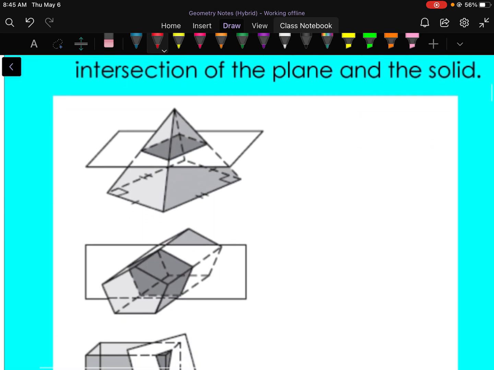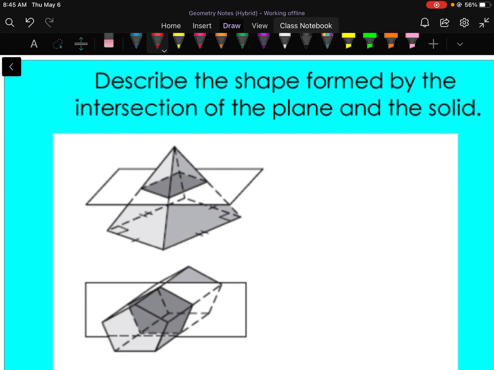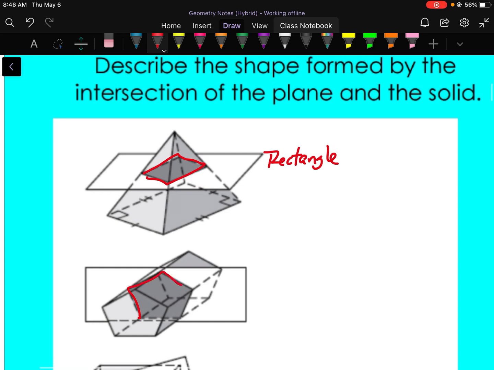So here's just a couple more for you. Describe the shape formed. So depending on how you cut it, you can end up with different results. Here, I'm just going to draw around it. We have a rectangle. And here, I see another pentagon.